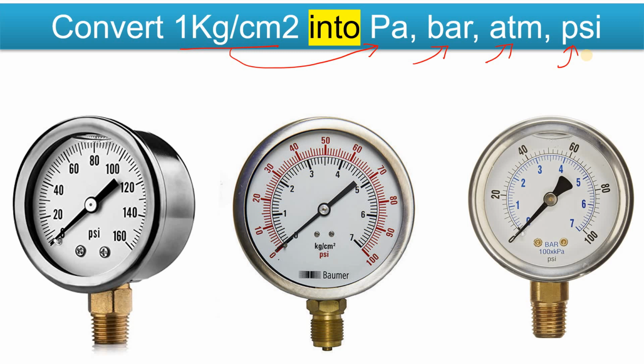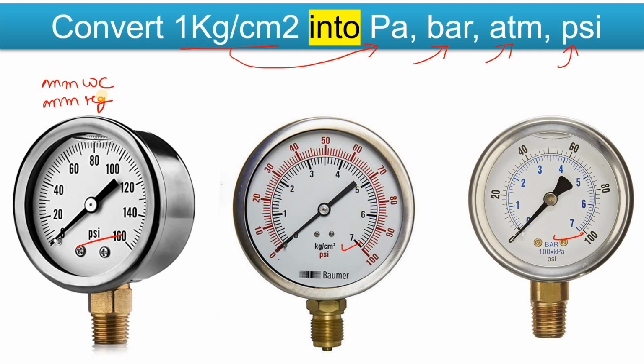Whenever the PG is used to measure the pressure, the most extensively used units shown in a PG are PSI, kg per centimeter square, bar, as well as mm water column and mm Hg. Okay, so these are the most extensively used units shown in the PG, right? In this video we are going to discuss the conversion of kg per centimeter square into Pascal, bar, ATM and PSI, because this is the most confusing unit.